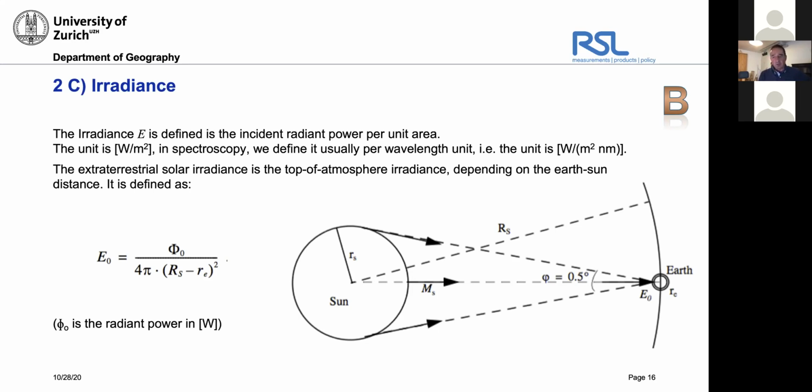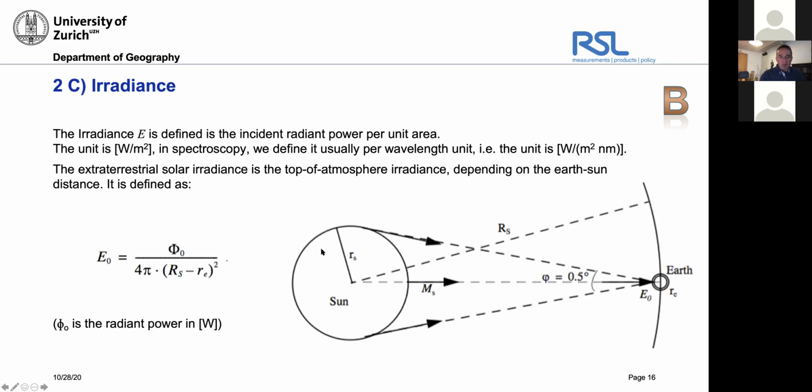And because we're talking about spectroscopy, we also split it up by wavelength. So we use watts per square meter and nanometer as a standard unit for the irradiance. So how much energy per square meter is coming in per nanometer. Of course, if you have a broadband, micrometers instead of nanometers might be a better idea, but we are using nanometers.